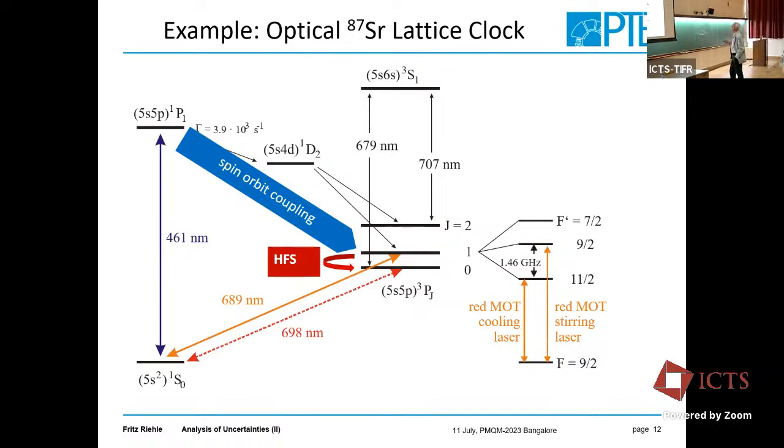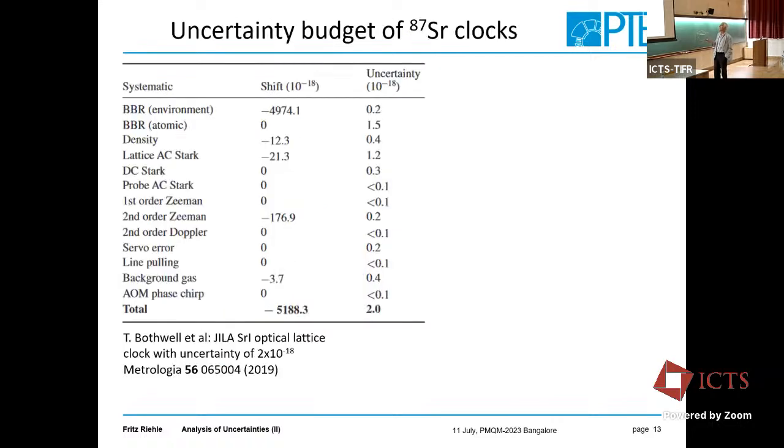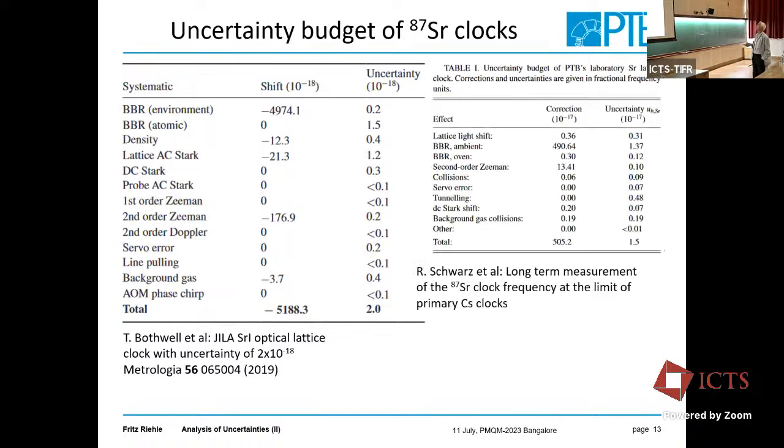The transition then is a few millihertz, and this makes a very good quality factor. So the second step is then you cool on the 689 nanometer line, and then you interrogate this transition. And then you have to set up the uncertainty budget of your strontium clock. And this is what I want to talk a little bit about.